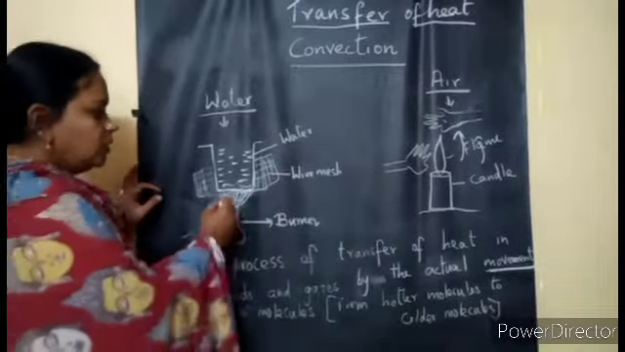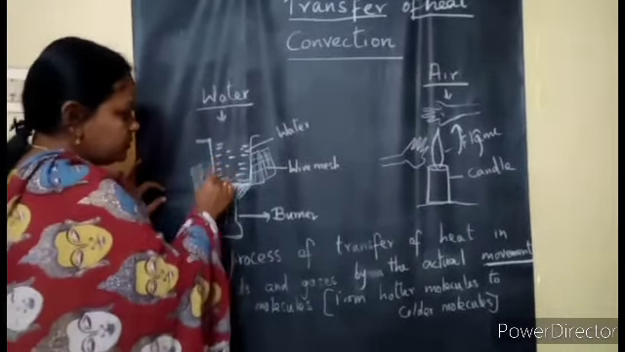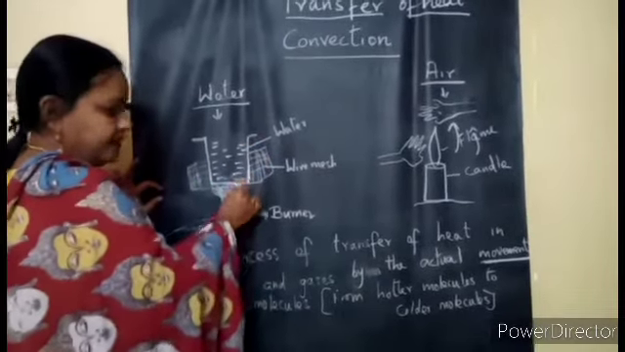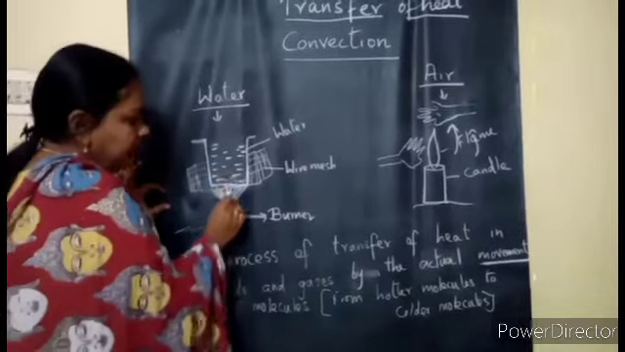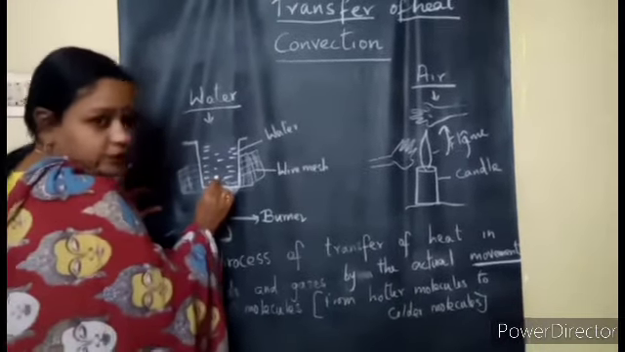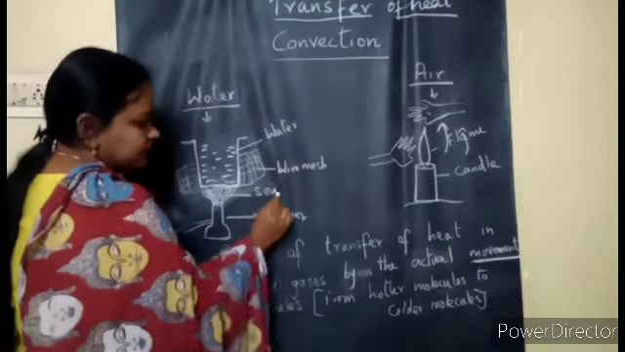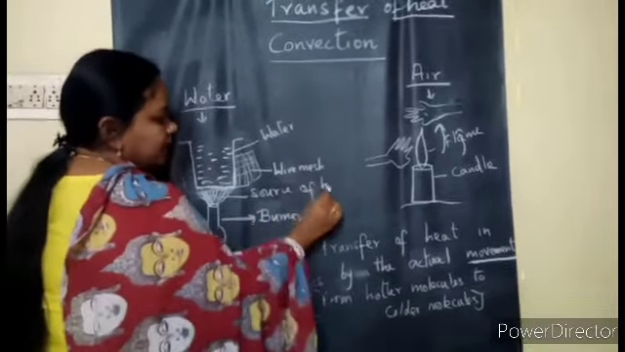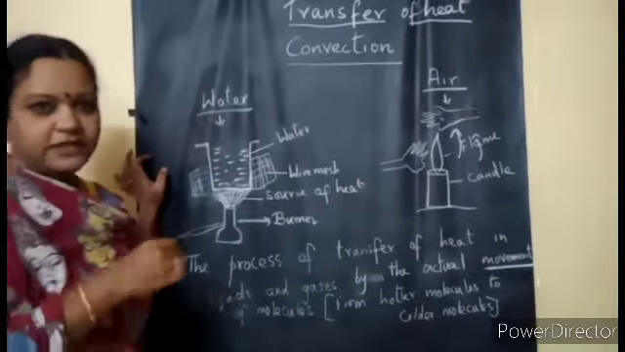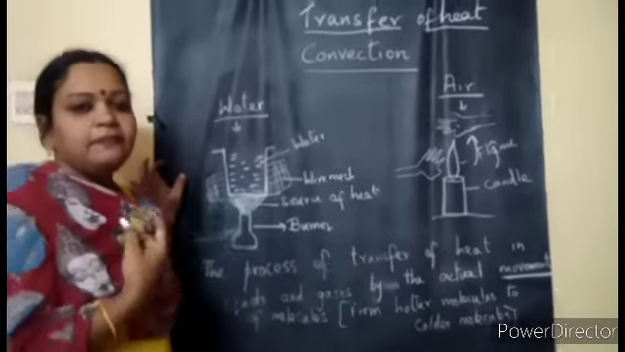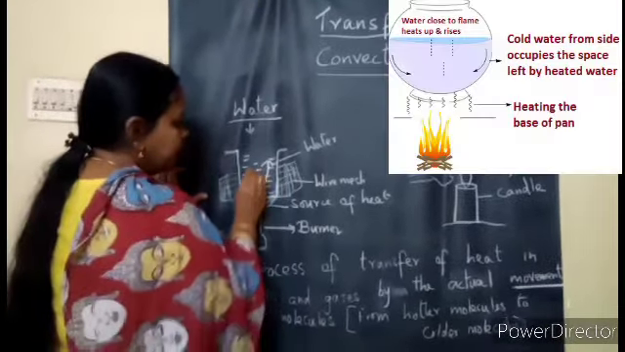Even here, once the heat is given to the water, first by the process of conduction, the beaker will get heated up, right? Then the water molecules will start getting heated up. The water molecules which are closer to the source of heat. Here this is the source of heat, right? The source from which heat is going to be supplied. So once they become hot, that is the temperature is rising, they become lighter and they will start moving up.